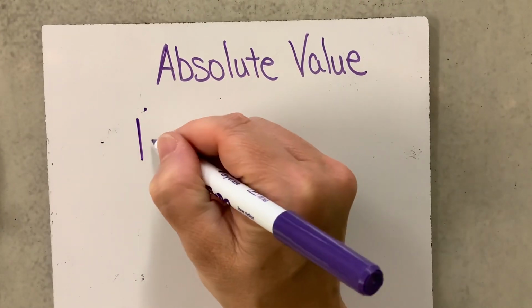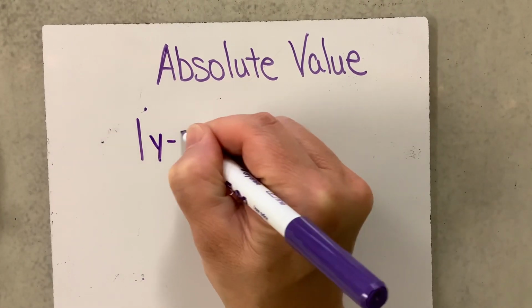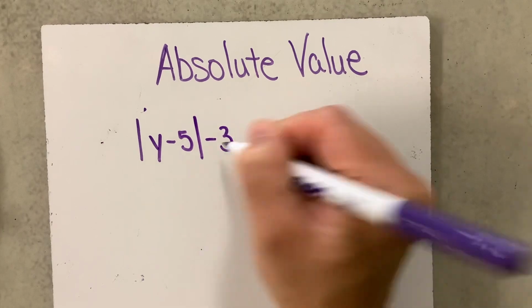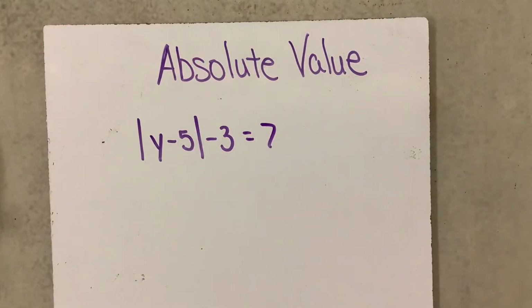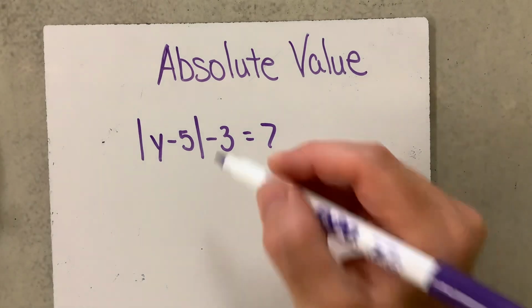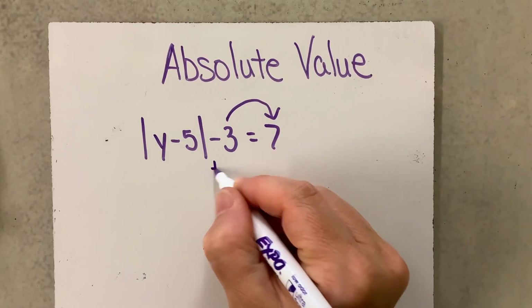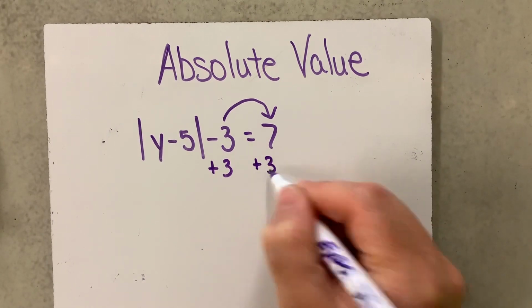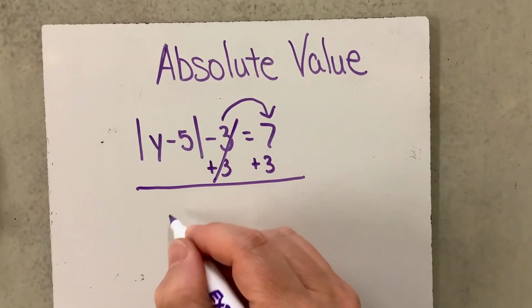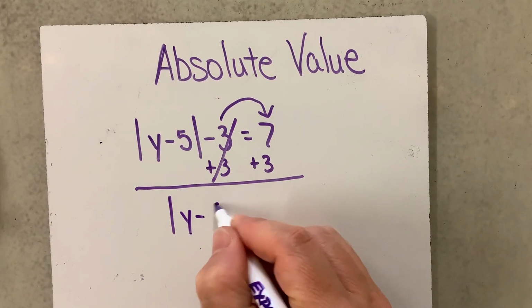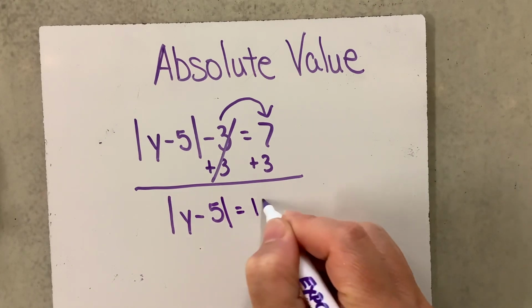If you have the absolute value of y minus 5, minus 3 equals 7, before you can actually solve this, you're going to need to get your absolute value on one side and everything else on the other side. So we're going to bring that -3 to the other side. I'm going to add 3 to both sides. That leaves me with the absolute value of y minus 5 equals 10.